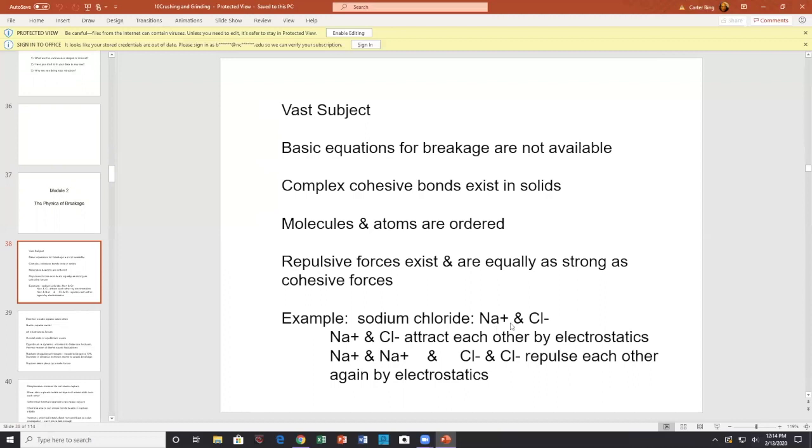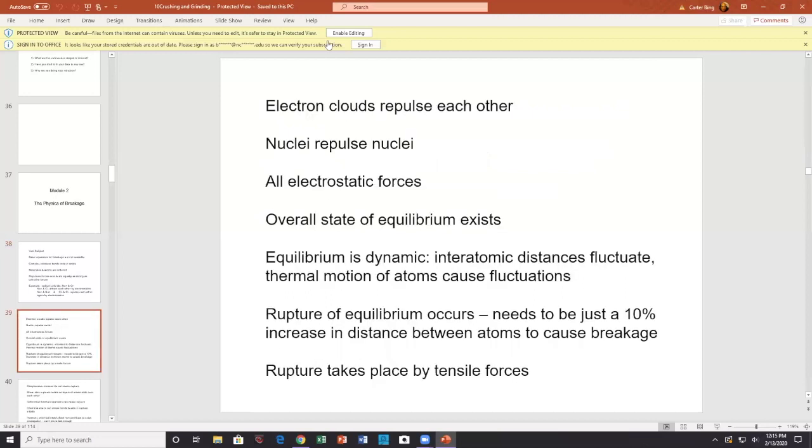There's a substantial cohesive force between sodium and chlorine. You've got positive sodium, negative chlorine, and they attract each other by electrostatics. And then at the same time, you have two positives that repulse each other, again due to electrostatics. And then chlorines repulse each other. So you have electron clouds repulsing each other, nuclei repulsing nuclei, all electrostatic forces. So the overall state of equilibrium exists.